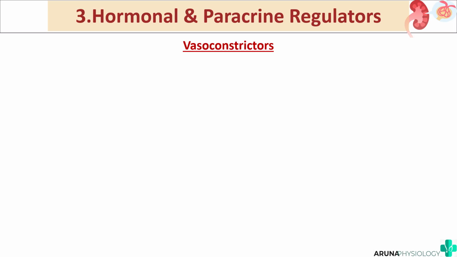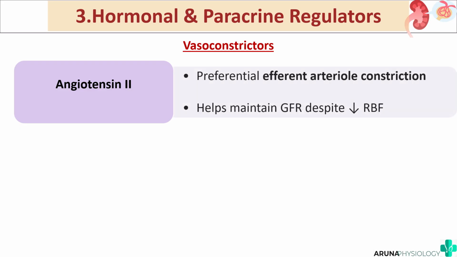First of all, we'll see about the vasoconstrictors. The first and the most important one is angiotensin 2. Now remember, the important point about angiotensin 2 is that it likes efferent arterioles more. So first of all, it will cause efferent arteriolar constriction, which will cause an increase in GFR. Only when the angiotensin 2 level is really high will it cause constriction of both afferent and efferent. Second is endothelin.